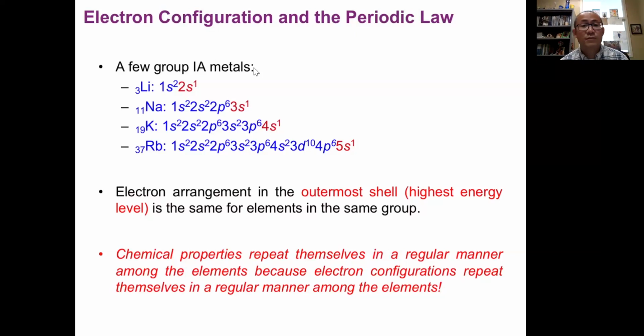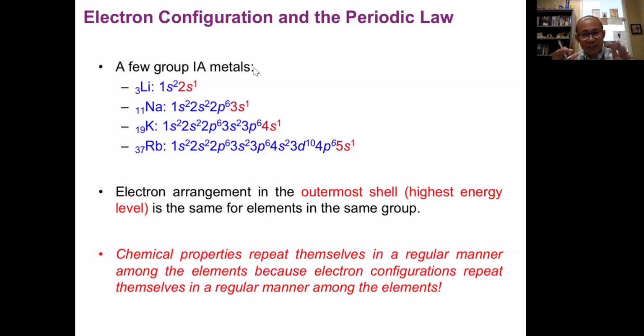Lithium is 2s1 because lithium is in the second period. Sodium is 3s1 because sodium is in the third period. Potassium is 4s1 because potassium is in the fourth period. And rubidium is in the fifth period, so it is 5s1. But they all have one single electron in the highest level shell. They're all s1.